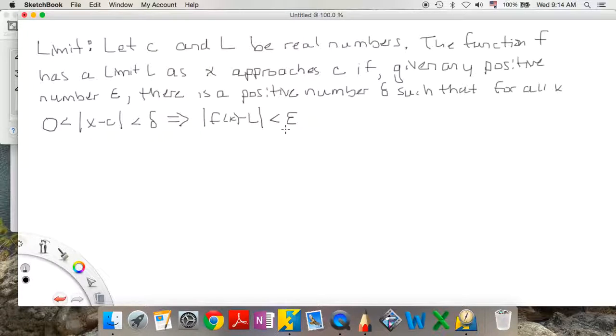Now, what in the world does that mean? Well, what that means is, if you have this function and you have this value c, there's, for an x value, let's make it a little bit easier to see here.